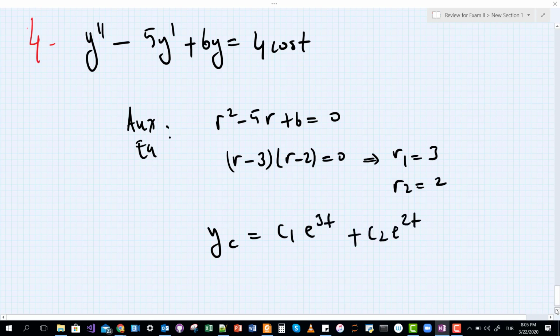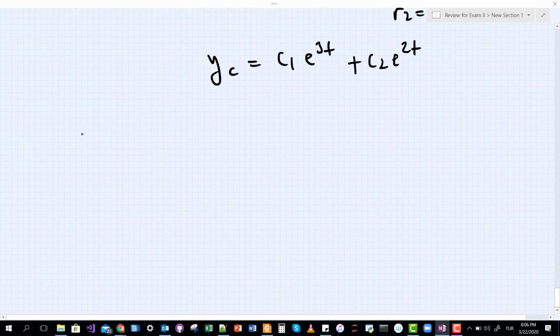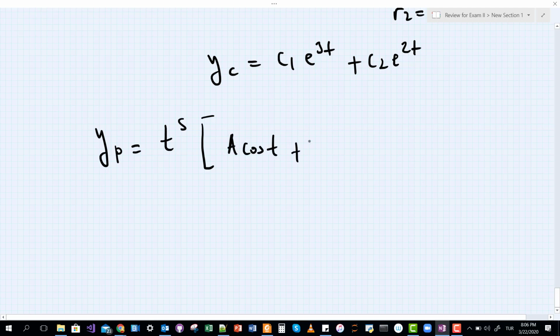I need to combine the exponential functions linearly. I'm going to choose my particular solution in this way. I'm going to write my extra term there. Since I don't have any other functions besides the trigonometric function, it is fine to have just a cos t plus b sin t type of expression on the right hand side. But still I need to determine what the s is going to be.